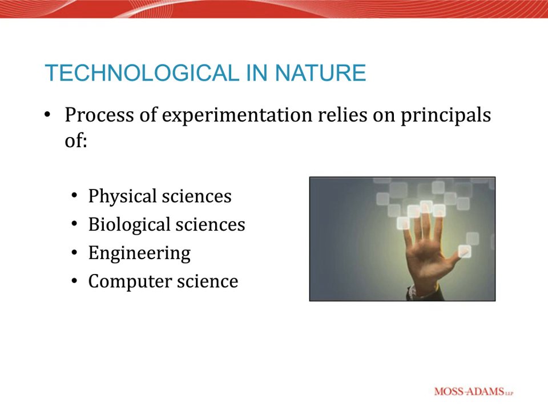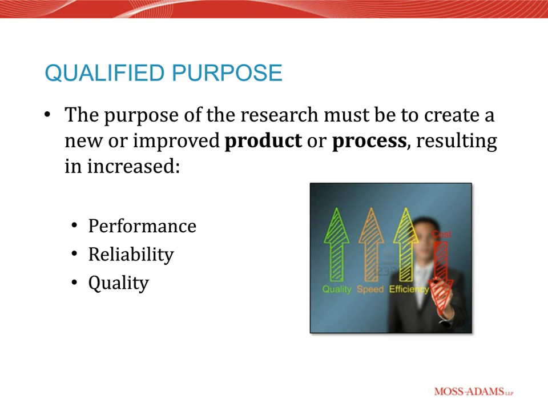So the third requirement is what's called technical uncertainty. And this just states that the activities must be intended to overcome some technical uncertainty concerning either the capability, the method, or the appropriate design of the product or process. And this basically just means that you can't know how you're going to get to your end result from a technical perspective from the outset of the project.